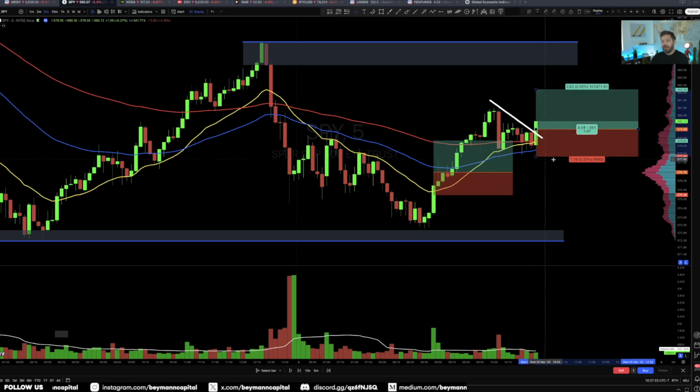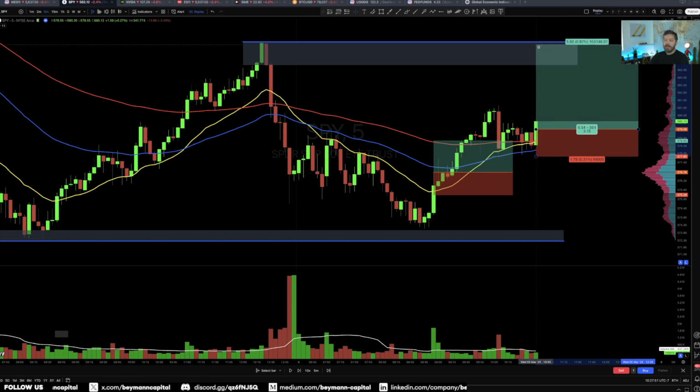You can enter at the breakout of the descending trend line and place your stop loss below the 50 EMA. We see that the 50 EMA acted as a significant level. We bounced twice from it. And here, clearly the target is the previous day high.